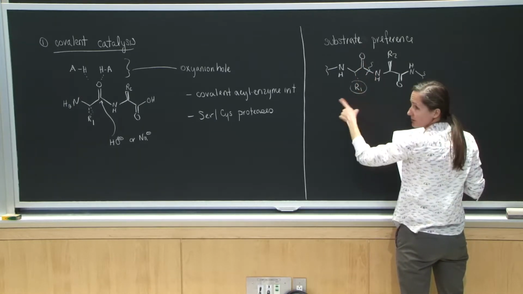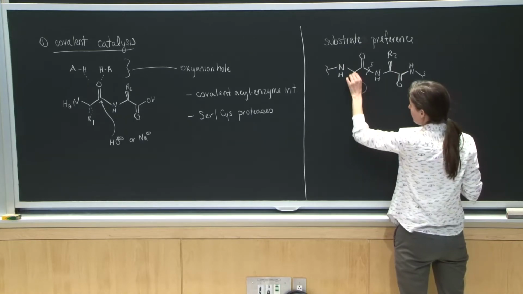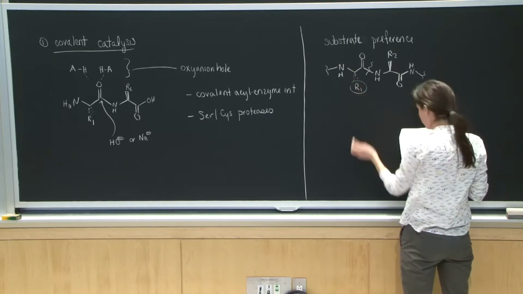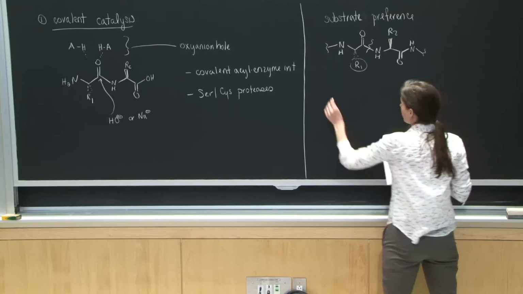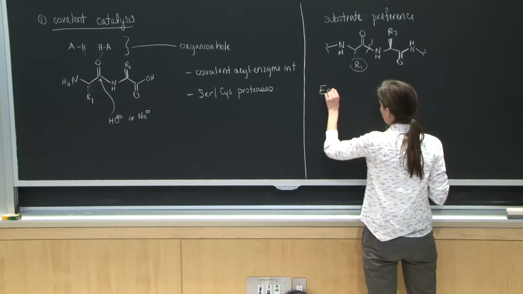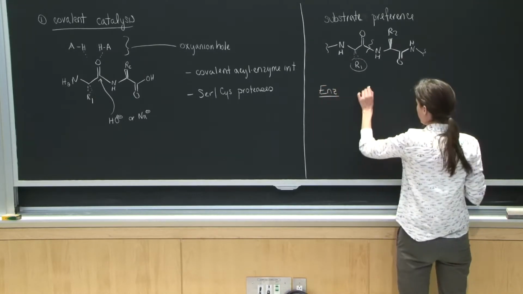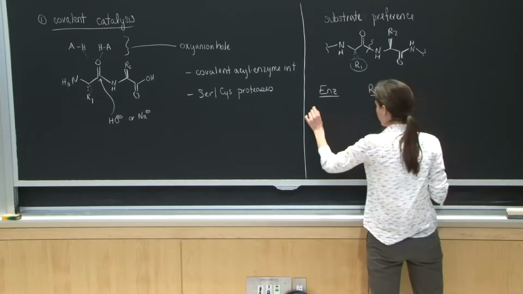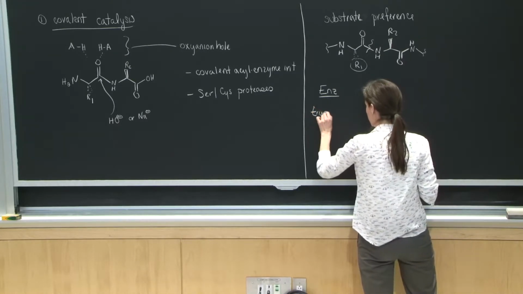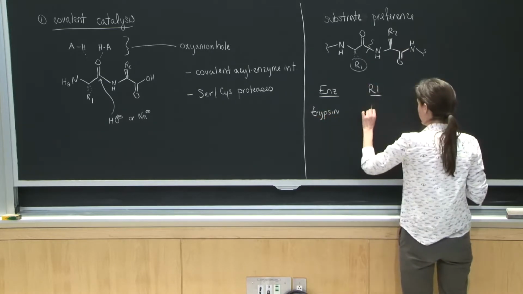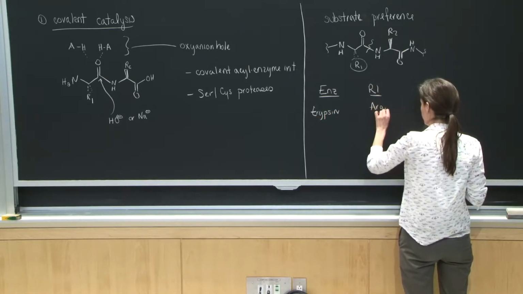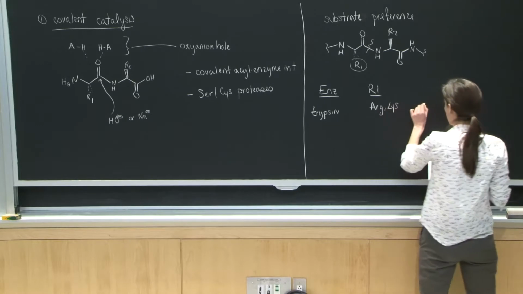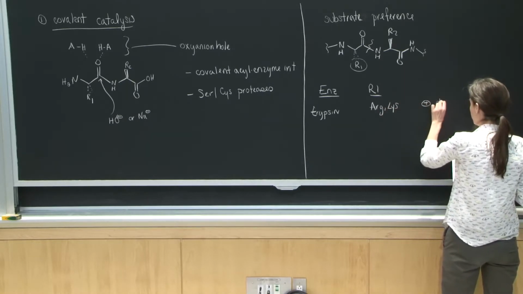Okay, so the C-terminal end of this amino acid with R1 side chain. We think about the enzyme and the identity of R1. For trypsin, it prefers to cut after arginine or lysine. Okay, so positive charge.